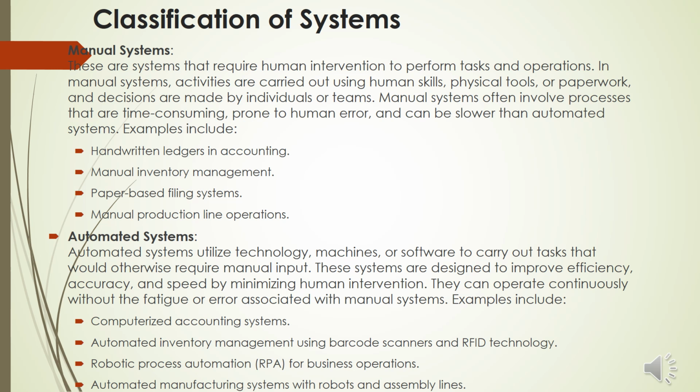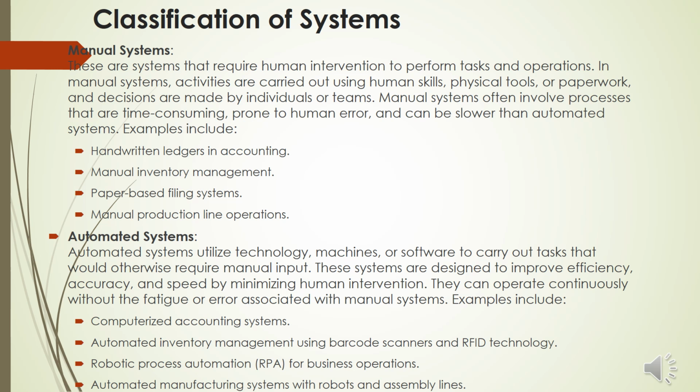Examples of manual systems include the handwritten ledger in accounting, the ledger that you write using paper, pen, and rulers to sketch it out. Then we also have manual inventory management. When you talk about inventory management, basically we are looking at how you can take accountability of stocks. If it's in a shop, you can look at stocks. If it's, for example, in an office, you look at the office equipment that are there.